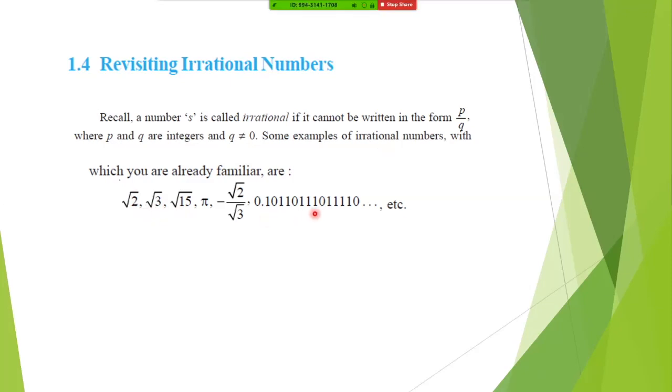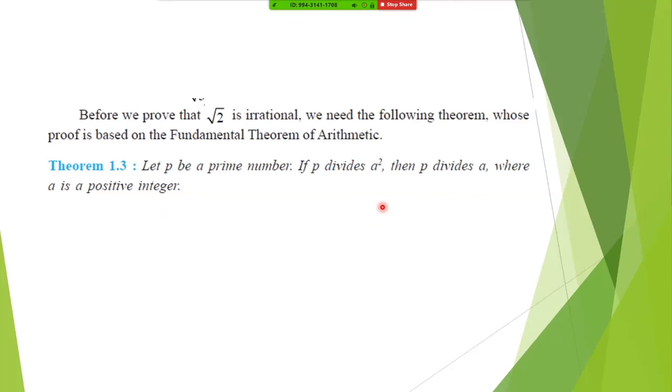So as you can see here, 0.10110111011110 and so on. That is, it is non-terminating. It is not repeating also. Nothing is getting repeated. So they form irrational numbers.